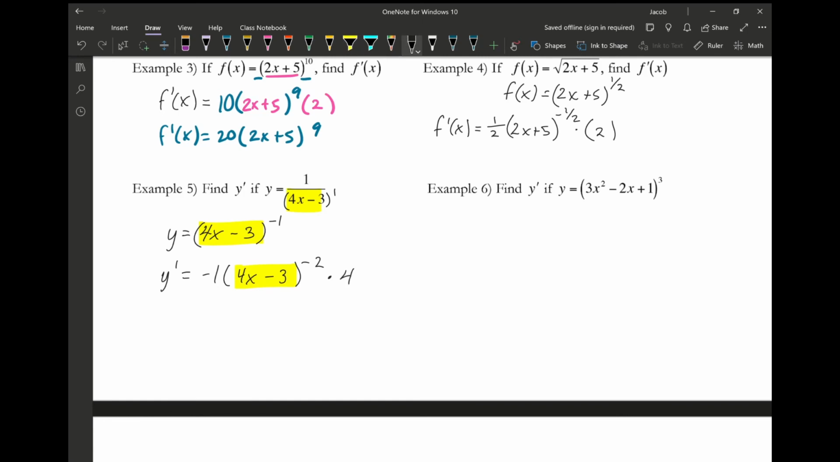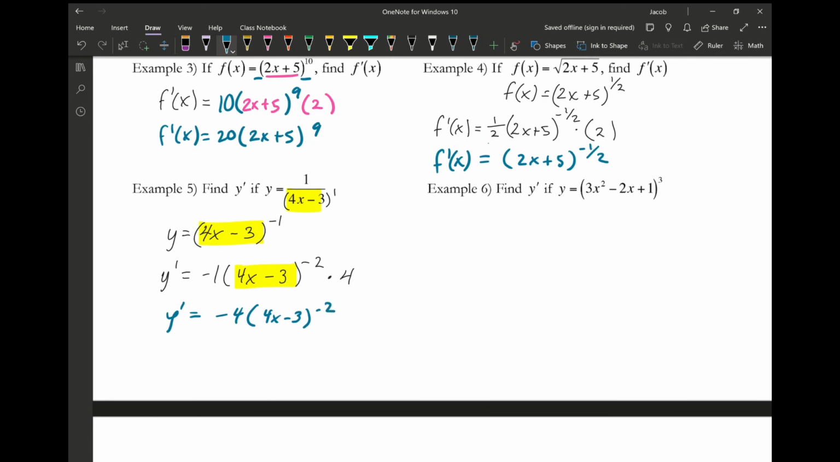Okay, and I'm sorry, I didn't simplify these last two. There's really not much we can do. We can't distribute this, we got 1/2 times 2 up here, back at example 4. 1/2 times 2 is just 1, so this is just 2x plus 5 to the negative 1/2. There's not much to simplify, and you can't write this in a simpler form. We're going to leave the negative power there as well. Same for this one, so I have negative 4 times 4x minus 3 to the negative 2.